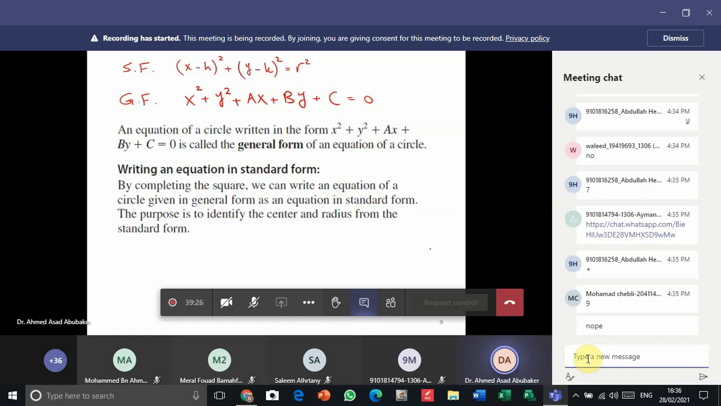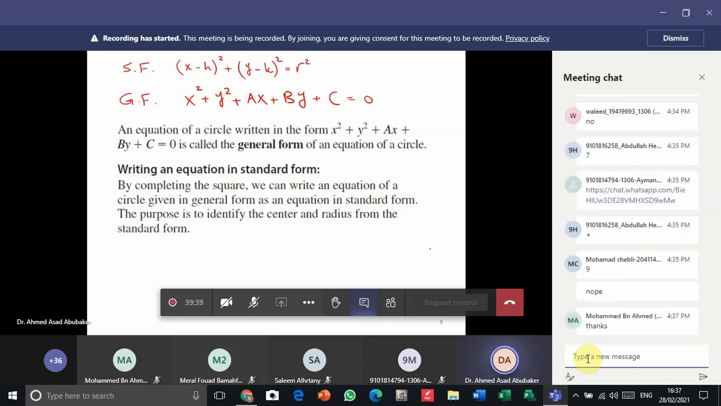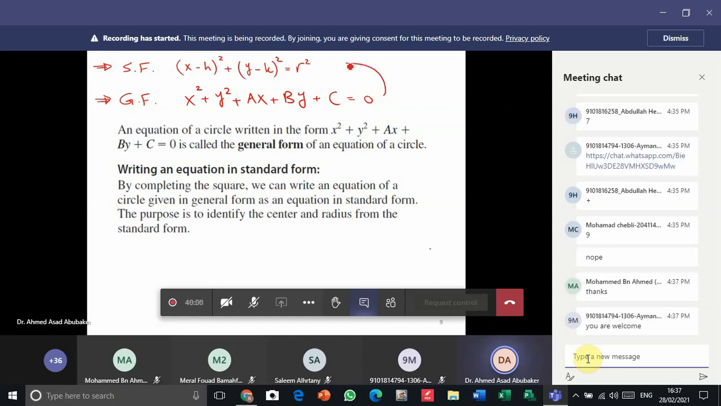Now, how can we write the equation in the standard form to find the center of the circle and the radius of the circle? In this general form, we cannot obtain directly the center and the radius. In the standard form, we can obtain the center and radius. Okay. Now we need to study how to convert the general form to the standard form.